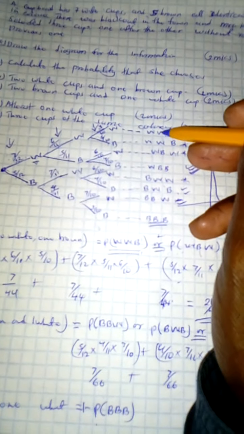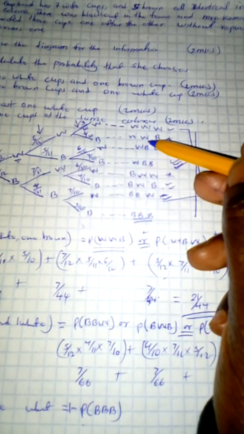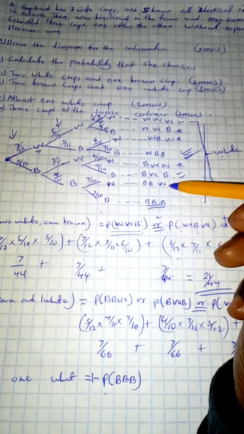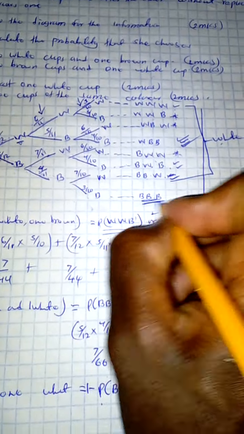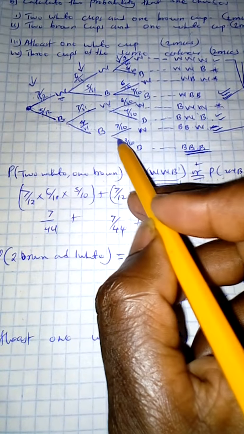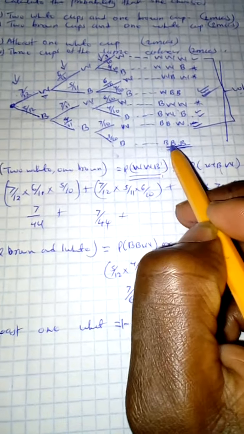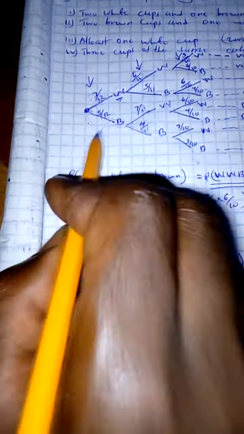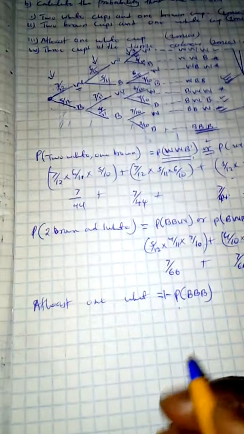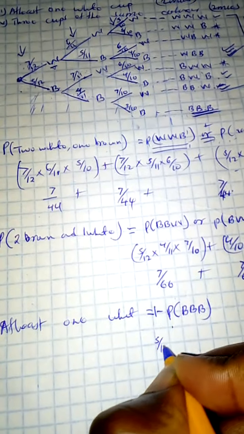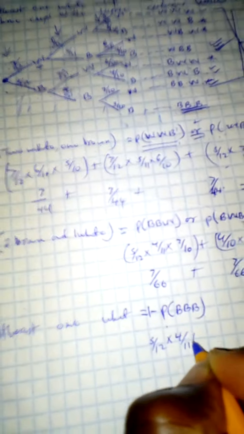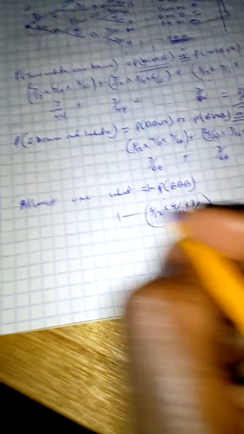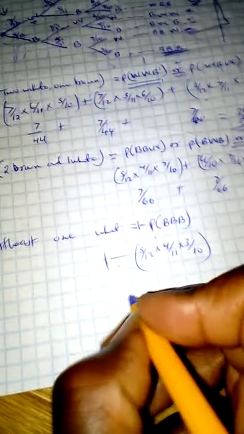If you look here, all are white. Here I have 2 white, here 2 white, one white, two white, one white, one white again. Now that means the only branch which contains no white is the last branch here. For us to minimize our calculation, we only take the last branch. We calculate the probability of getting all brown, which will be 5 over 12 times 4 over 11 times 3 over 10. Then we subtract it from 1.